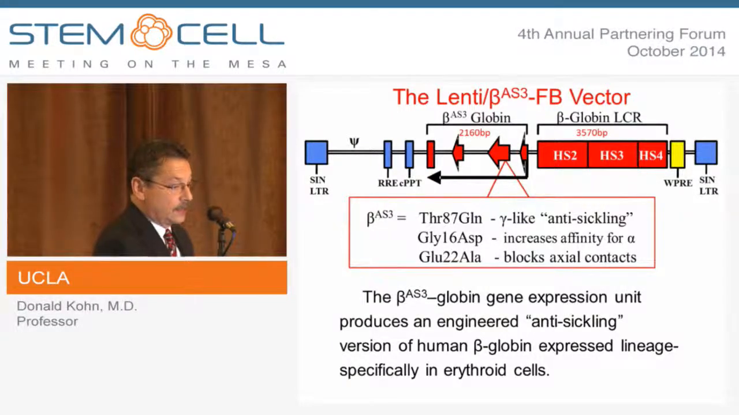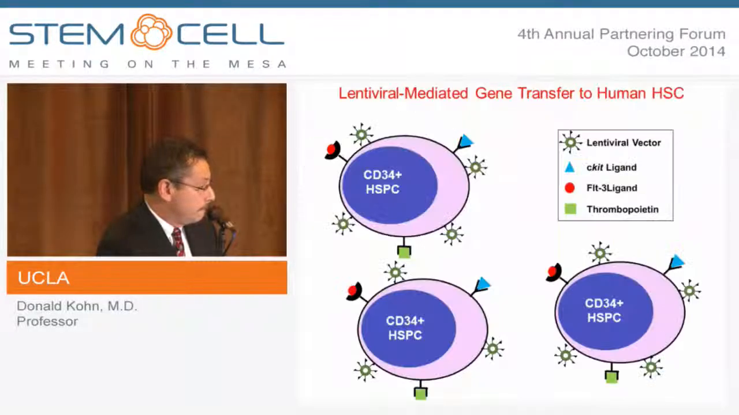So it's a lentiviral vector that has this cassette of the human beta-globin gene, including its locus control region elements. And it has 3 amino acid substitutions that give it potent anti-sickling activity. So it has that glutamine at amino acid 87 and 2 others that have been shown in other hemoglobins to prevent sickling. And so this AS3, or anti-sickling 3 globin, produces this anti-sickling version of beta-globin. And because the control elements are from the globin gene, it's expressed only in erythroid cells, even though it's present in all the hematopoietic lineages that come from the modified stem cell.